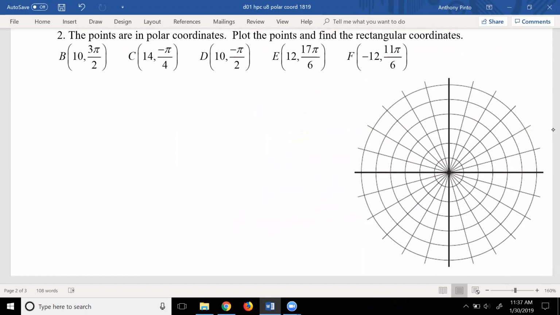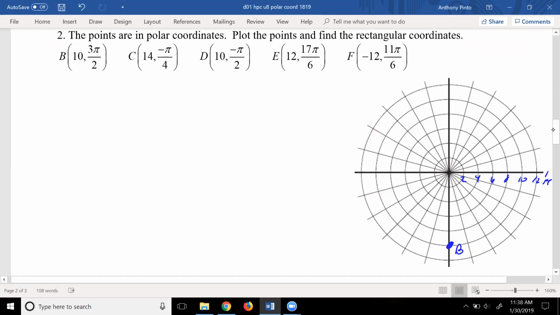It tells us that 10 is our distance from the pole, and you'll notice we're going to have to count by twos. So let's say this is 2, 4, 6, 8, 10, 12, and there's a 14 here. C is 14, so if we went out a little further, we'll call this 14. Okay, so 10, 3 pi over 2. So we go to 10 and 3 pi over 2. This is our point B down here.